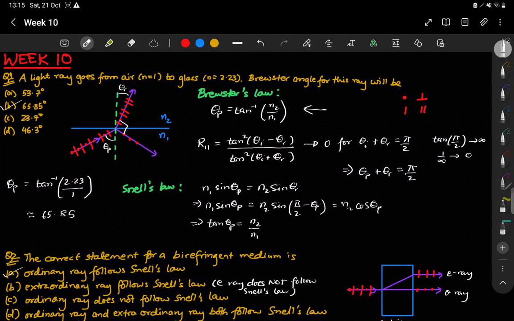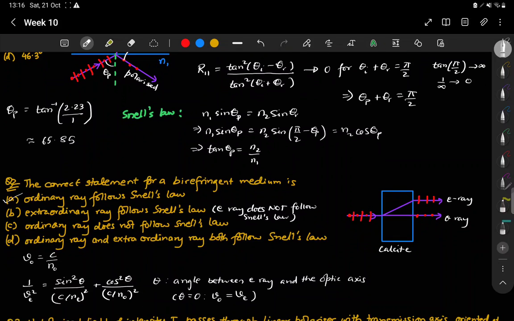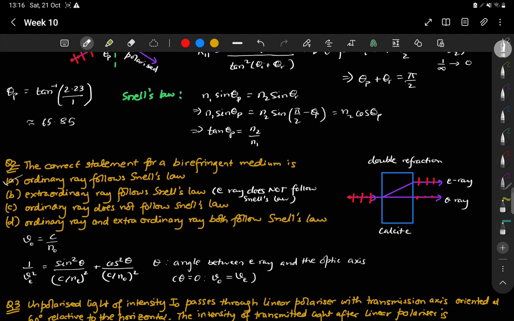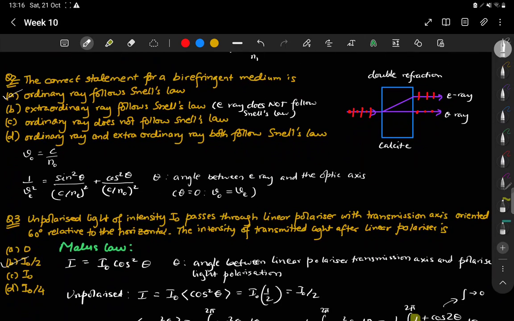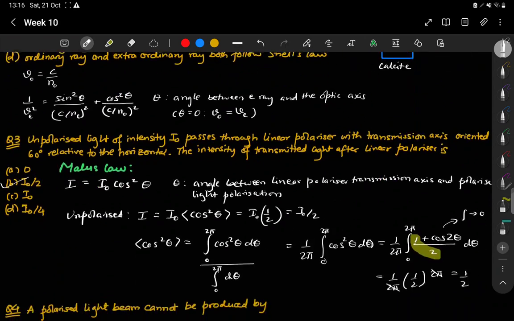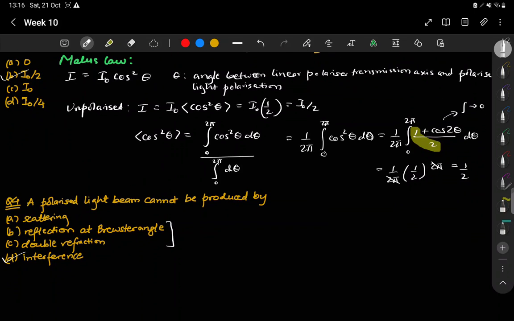So this is Brewster's law, and if we are incident at the Brewster angle, then the reflected light is polarized. So reflection at Brewster angle creates polarized light. Same way with double refraction. This is the phenomenon of double refraction. It splits the incoming unpolarized light into two polarized beams, the ordinary ray and the extraordinary ray, both of which are polarized. But interference cannot generate polarized light.